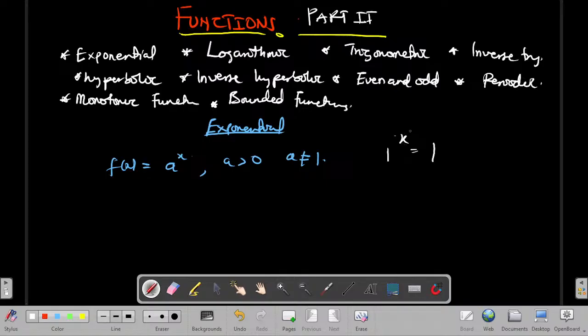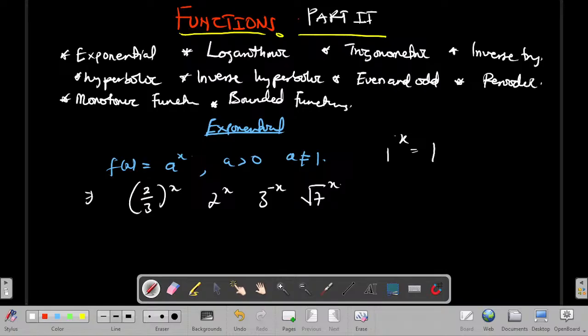So exponential function has a general notation. I want you to appreciate this as you move. What are some possible exponential functions you may encounter? You can have 2 over 3 to the power x. You can have 2 to the power x. You can have something like 3 to the power negative x. You can have something like square root of 7 to the power x. All these are exponential functions.